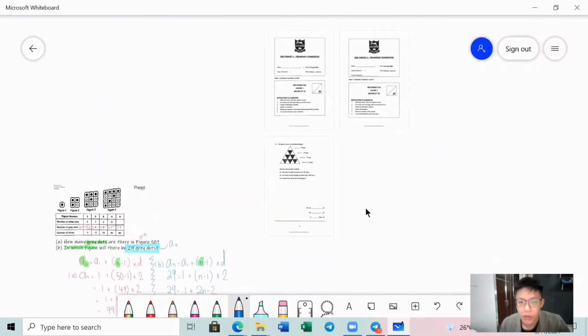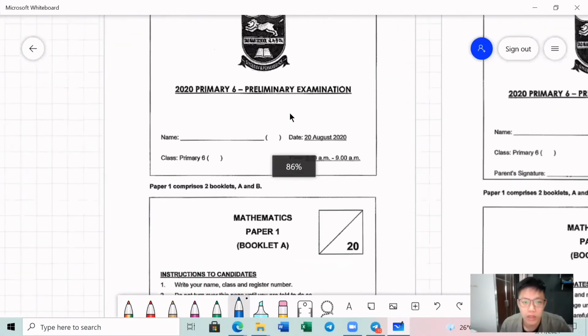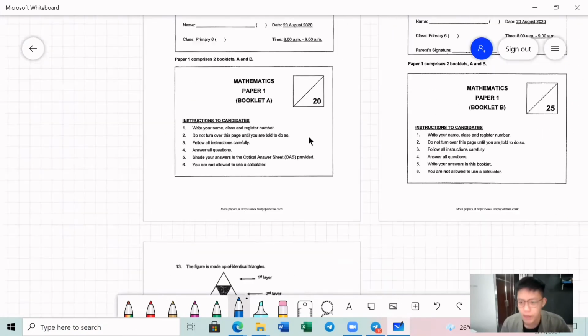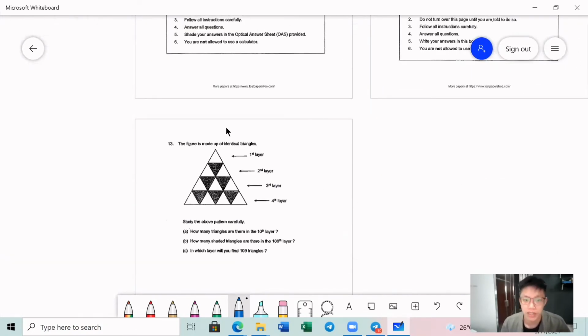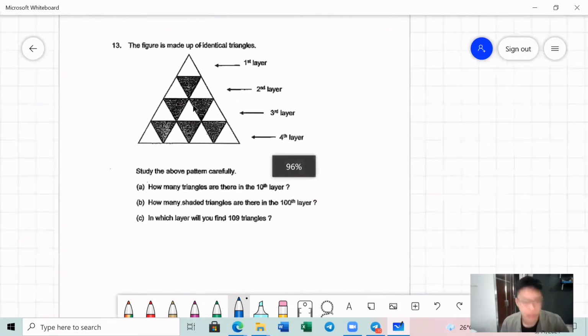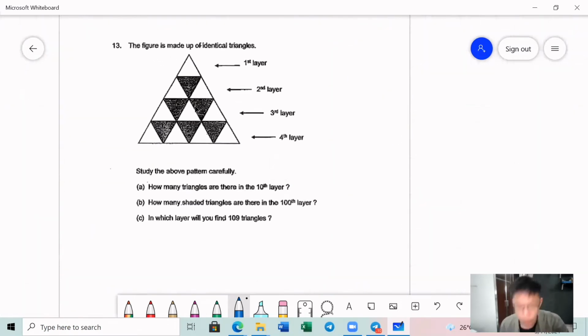Now, the question that I'm using today is actually from the 2020 Tao Nan SA2, Primary 6 2020 Tao Nan SA2 math paper. I want you to look at question number 13 in paper number 2. If you have the paper, take it out, focus, and we will be able to solve the questions together. As you can see over here, they have the first layer.